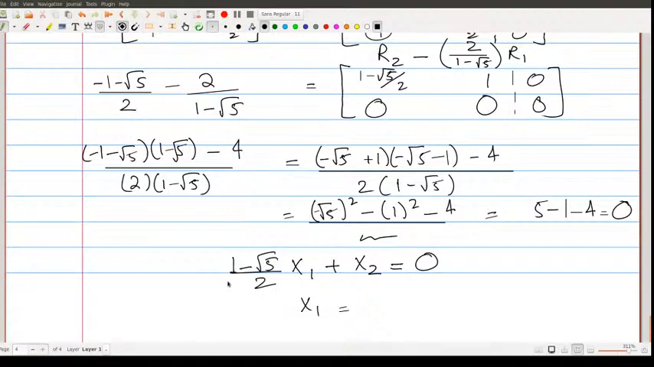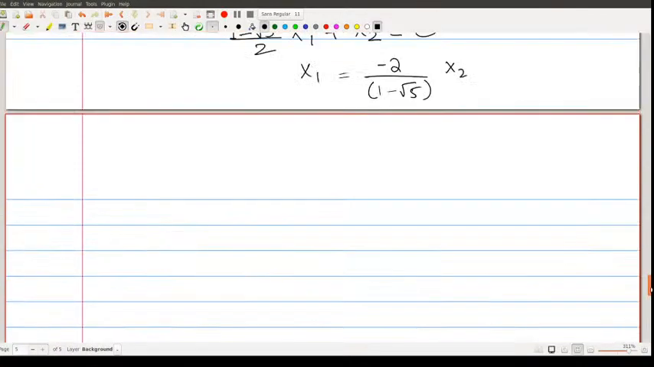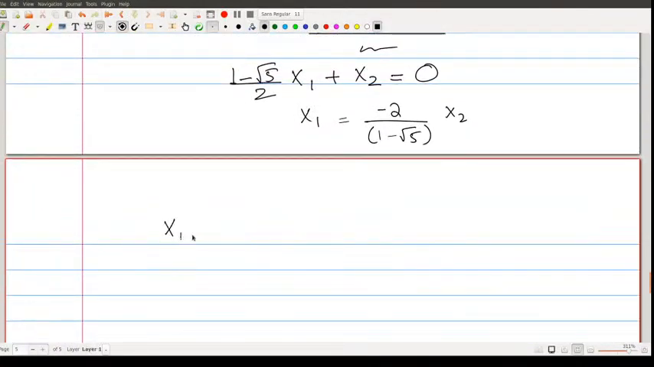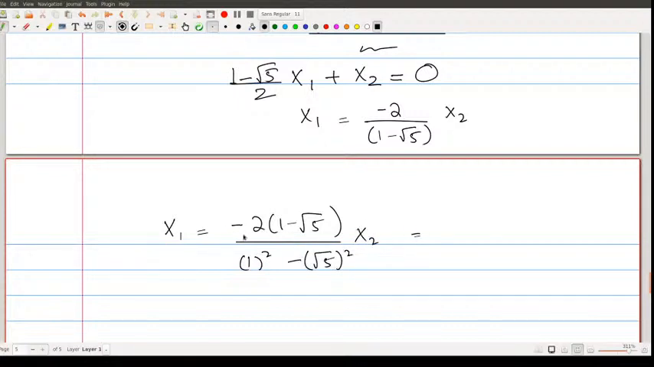So I'll have 2 over 1 minus square root 5 with a negative sign times x2, right? So x2 goes on the other side, I get a negative sign, and then I just divide and multiply. So let's complete this computation. Let's rationalize this. I get x1 is equal to, if I multiply and divide by 1 minus square root 5, minus 2 times (1 minus square root 5) divided by 1 squared minus square root 5 whole squared, x2. And this is going to be minus 2 minus square root 5.